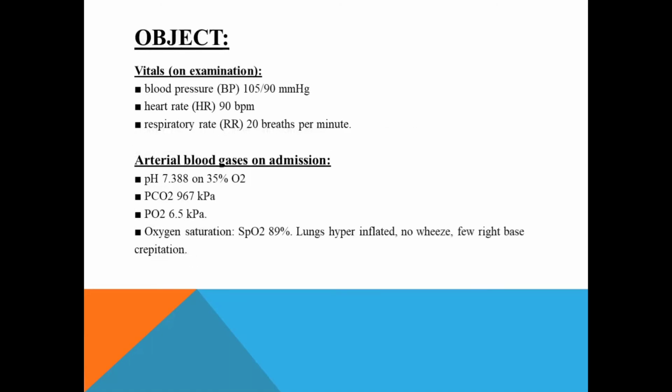The objective includes vital signs. There are blood pressure, heart rate, and respiratory rate. All are normal here. Arterial blood gases, that are ABGs, are not up to the mark. Well, the pH is normal, however, the partial pressure of carbon dioxide and oxygen are above the normal ranges. Oxygen saturation is 89%, that is below the normal range. The lungs are hyperinflated, no wheeze, means no rattle sound, but there are crackle sounds in the right base of the lungs during auscultation.